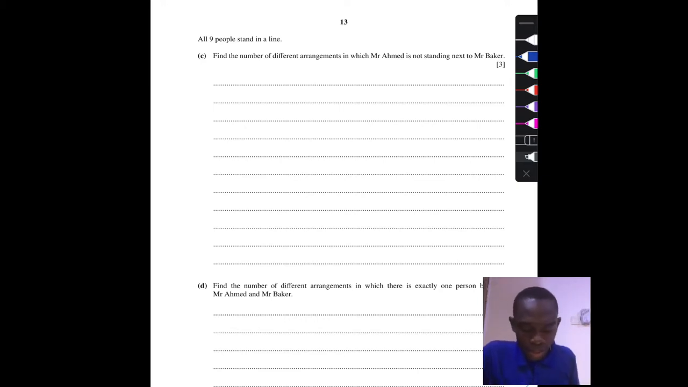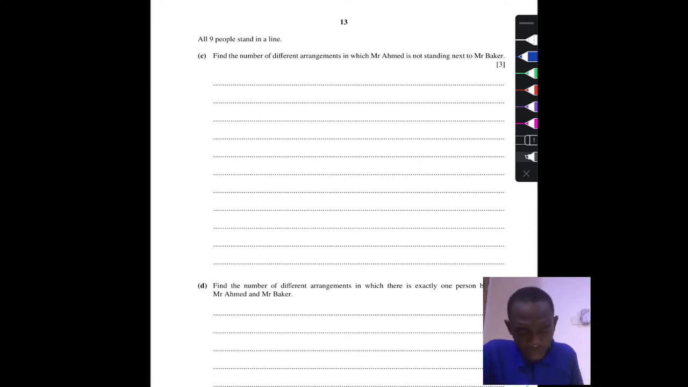So let's give them names. The children for Ahmed will be A1, A2, and then the Bakers will be B1, B2, B3. Then Mr. Baker should be like MB, and then the wife will be WB, wife of Baker, and then Mr. Ahmed, ME, the wife, WE, something like that.